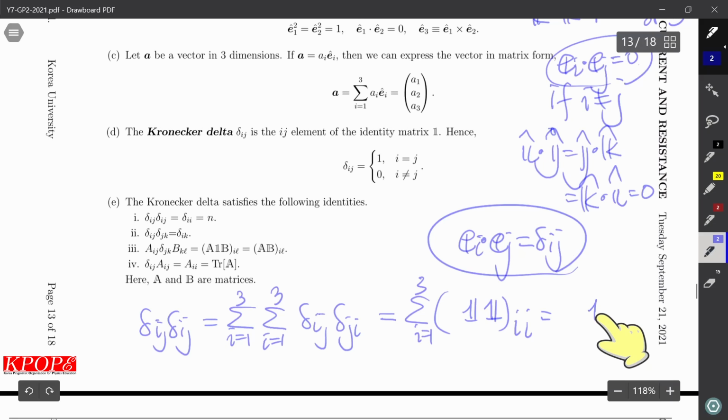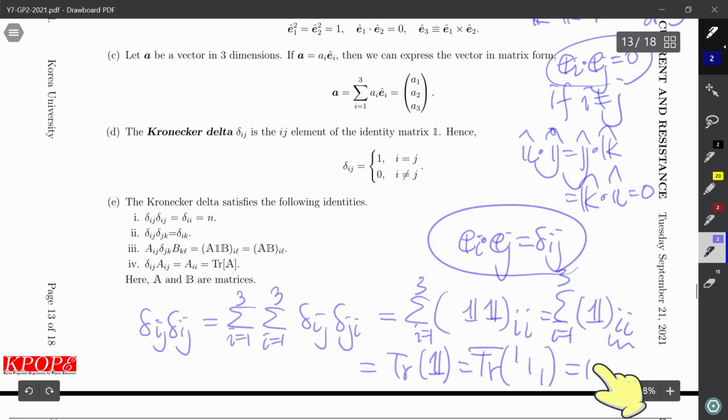Identity matrix i i, that is the trace. The trace of the identity matrix is 1 plus 1 plus 1 equals 3. We use n for an n by n matrix, but for a 3 by 3 matrix, it's just 3.